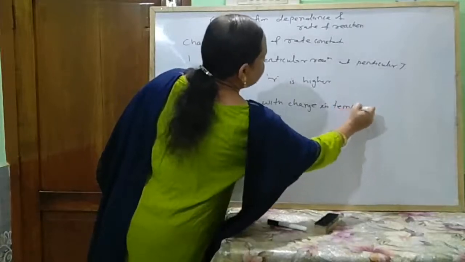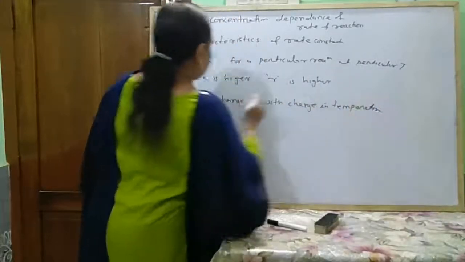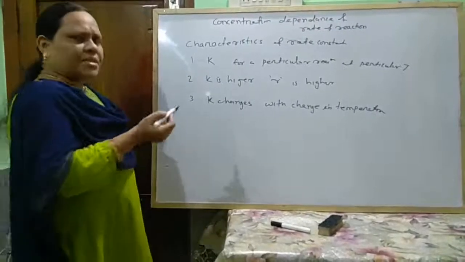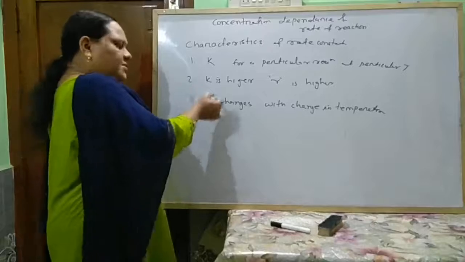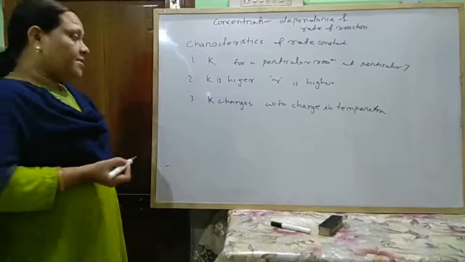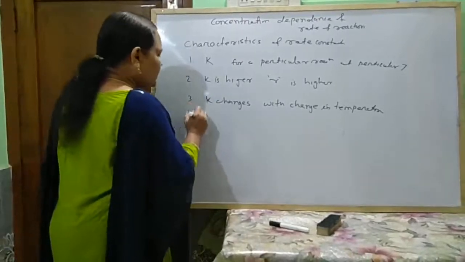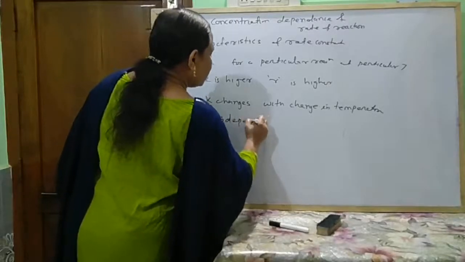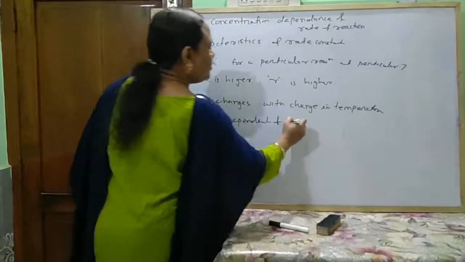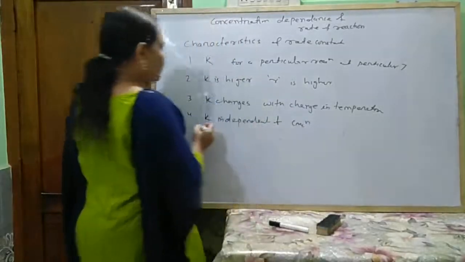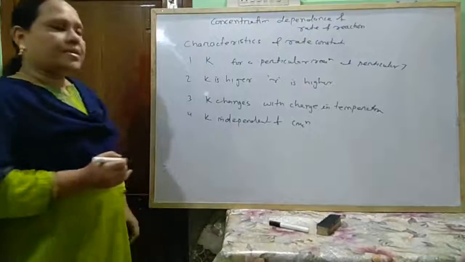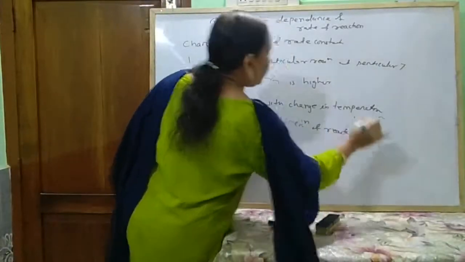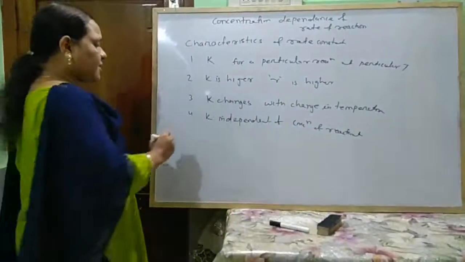That means if the temperature increases, then generally this rate constant K also increases. Next, this K value is independent of concentration. So K is independent of concentration of reactant.